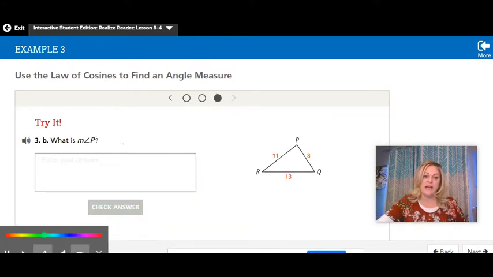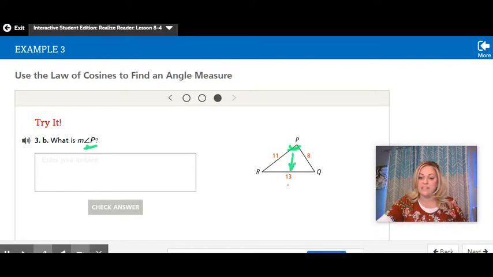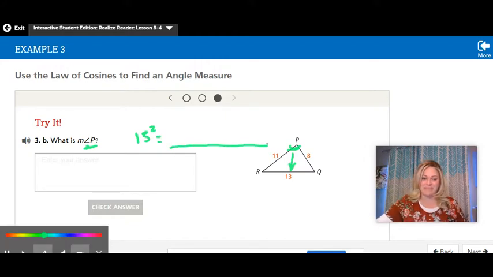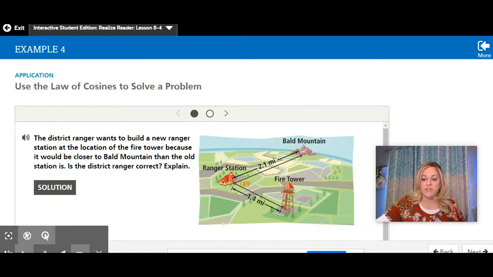Example 3, try it. Part B, I'm going to let you do this on your own, but just be aware you're looking for measurement of angle P. And so the side across from it, that's the 13. So it should be 13 squared equals, I'm going to let you do everything else yourself. Good luck.